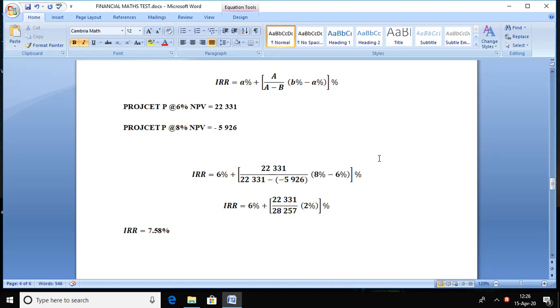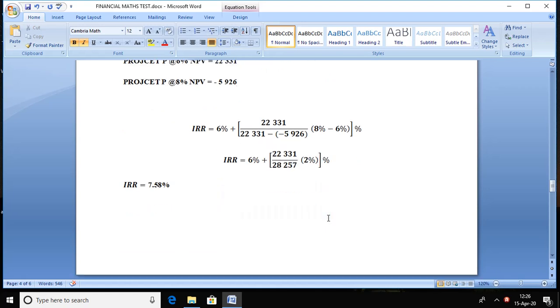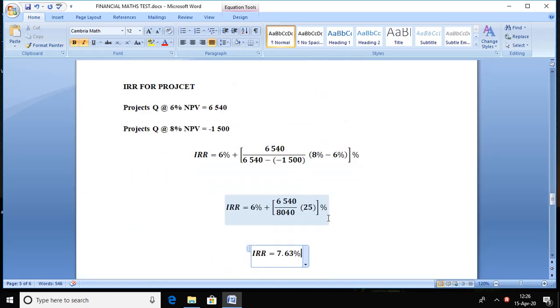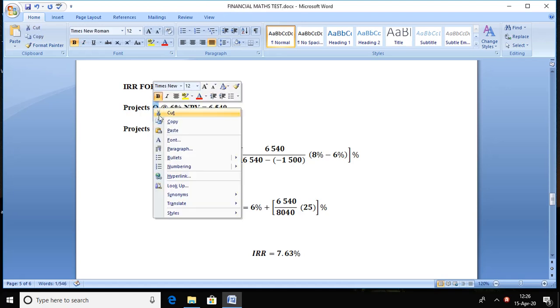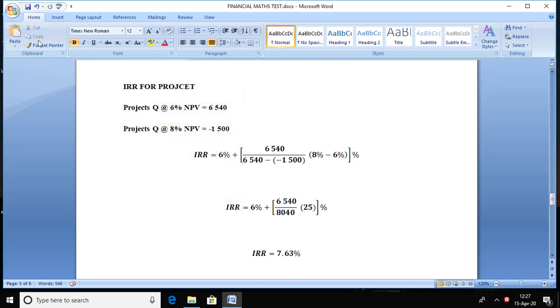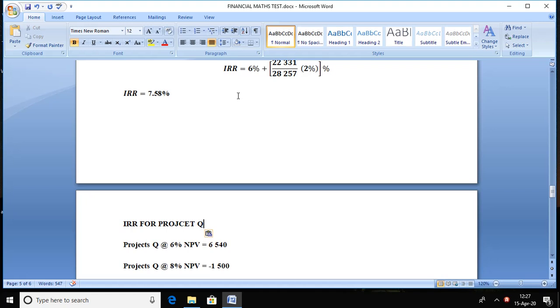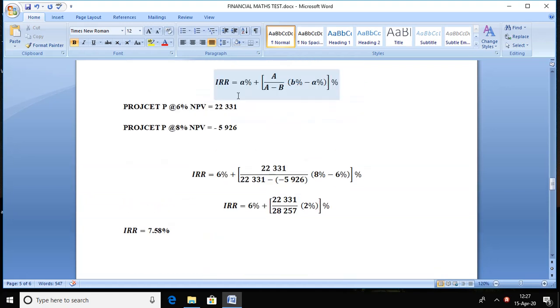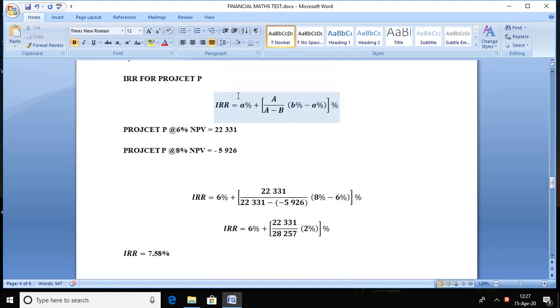So which one is better? Project P must have a return of 7.58% to be acceptable as profitable, and project Q must have 7.63%. So which one requires a higher return? Of course, project P requires a higher return. So we need the higher return in terms of profitability for projects.